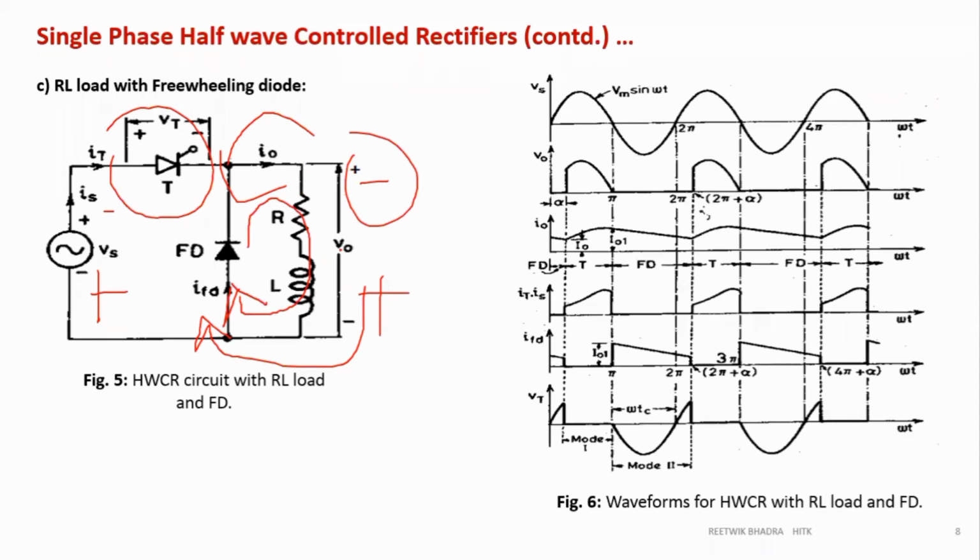Now if no current flows to the source, what will be V0? V0 will be VFD, and we have considered everything as ideal. So V0 will be 0 when it discharges. So in the negative half cycle, this becomes 0 over here. So the negative portion is eliminated, and there is no problem with rectification efficiency. Again, the waveform turns out similar to our resistive load waveform.